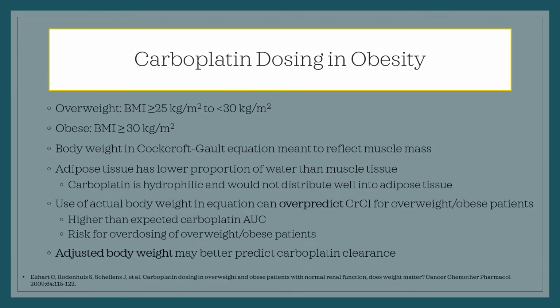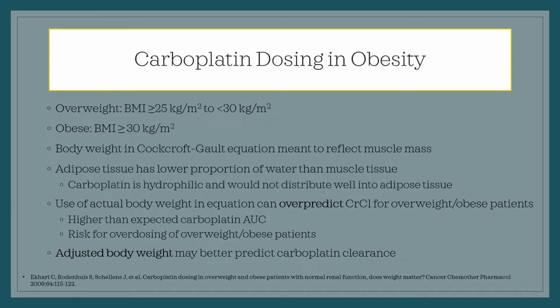So specifically looking at carboplatin dosing in obesity. For definitions, overweight patients are going to have a BMI between 25 and 30, and then obese patients have a BMI greater than or equal to 30. But the body weight in our Cockcroft-Gault equation is meant to reflect muscle mass. So that's important to think about for our patients with obesity.